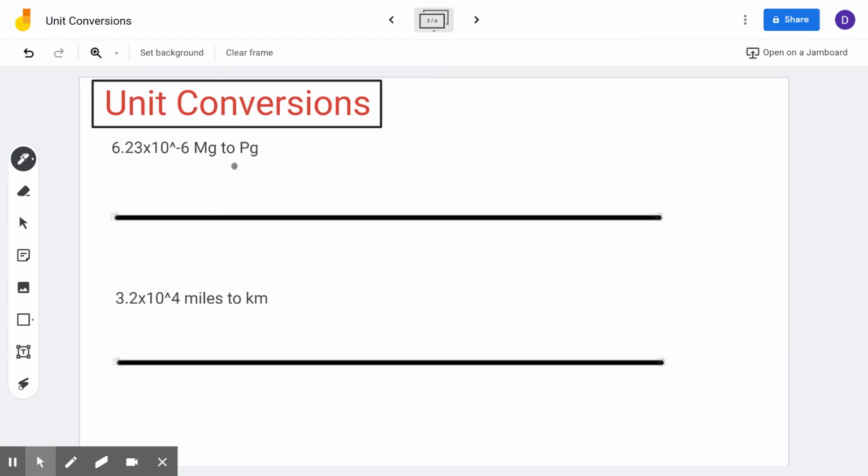Micrograms to picograms. Yep, if you're like me, you have trouble remembering what some of them are. So I am going to go in and get a metric system chart. I'll never feel bad about having to do that. No matter what level you get to, you're always going to need to look things up. Okay.